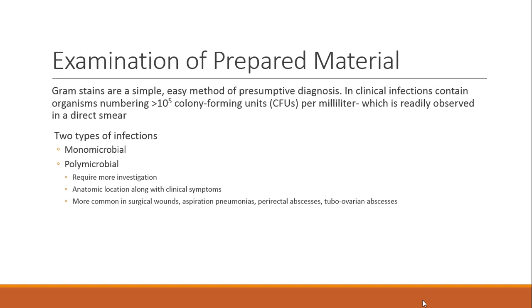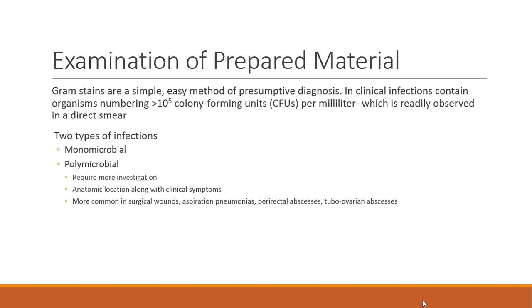How many organisms is that? How many zeros? 1, 2, 3, 4, 5. That's 100,000 organisms. Okay, so it's very easy to see organisms when there's an infection present. There's a lot of them.